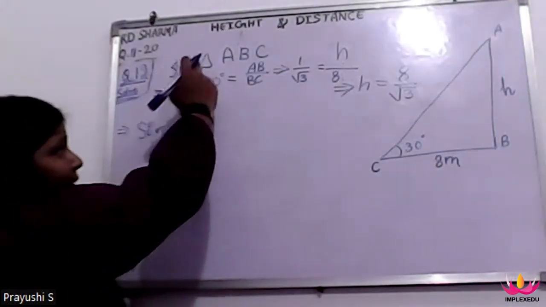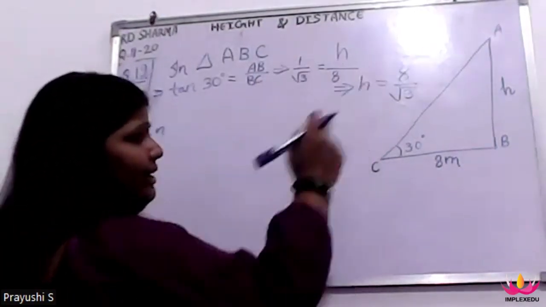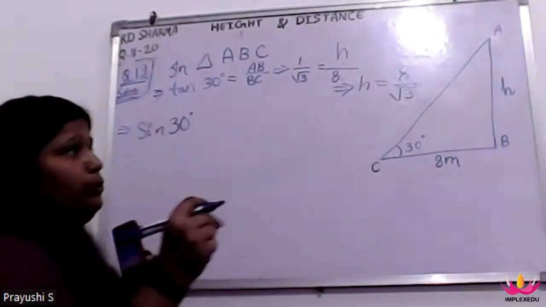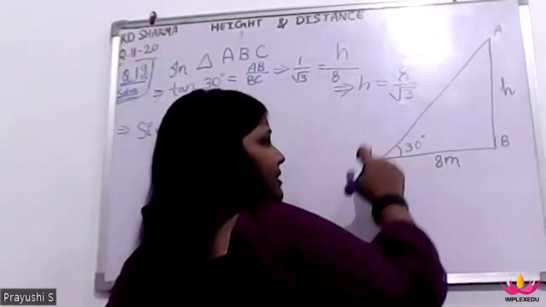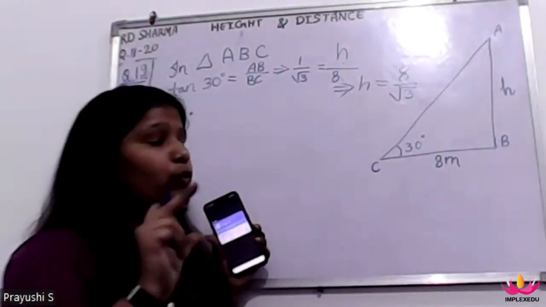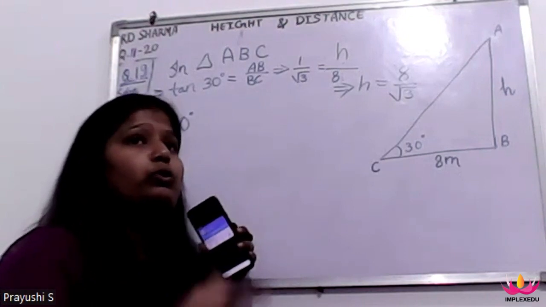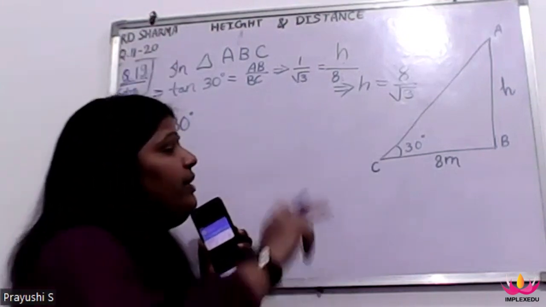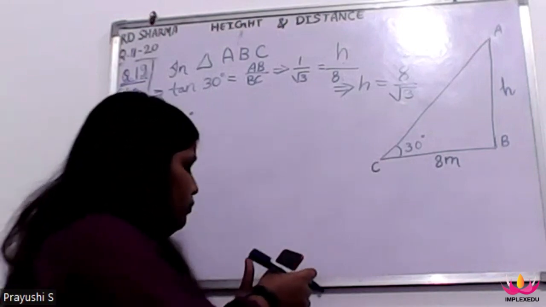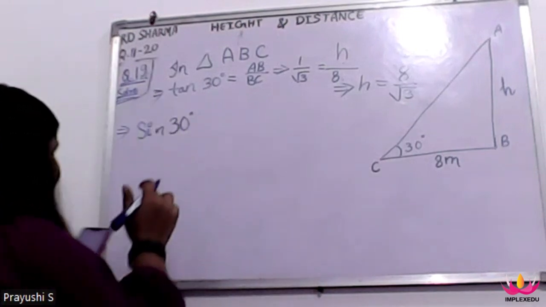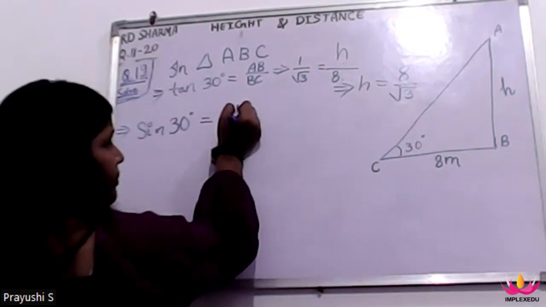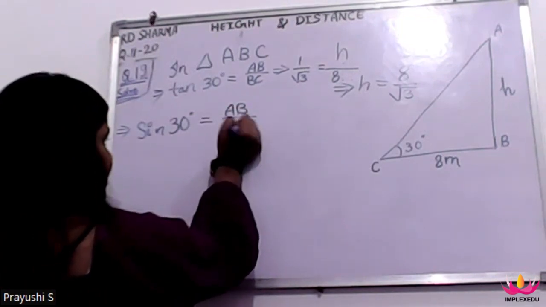So again in triangle ABC, we will take sine 30 because, as I told you, AC is the broken part of the tree. To know the whole height of the tree, we need to know the value of AC also. So we will take sine 30 is equal to AB upon AC, correct?